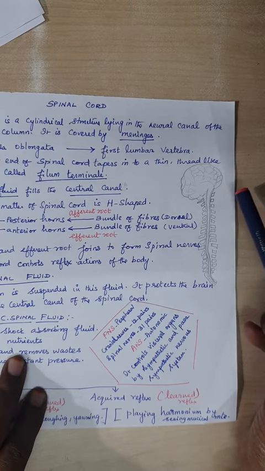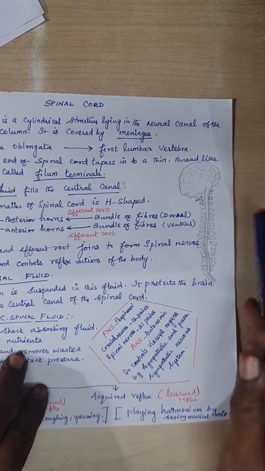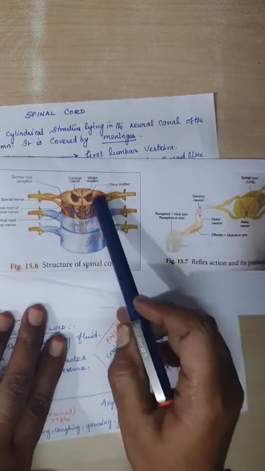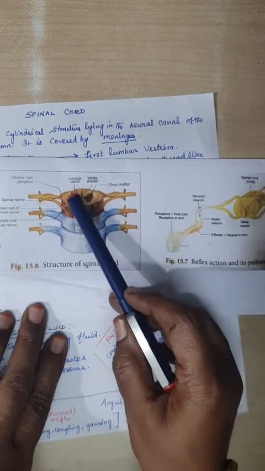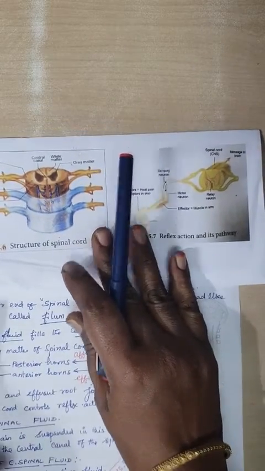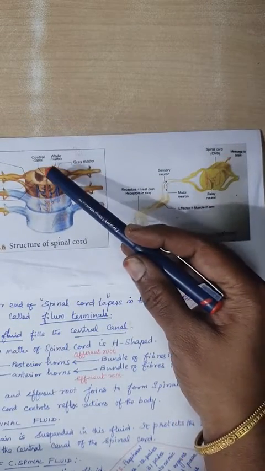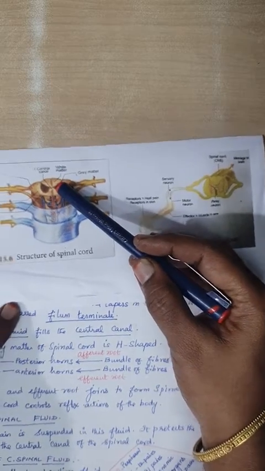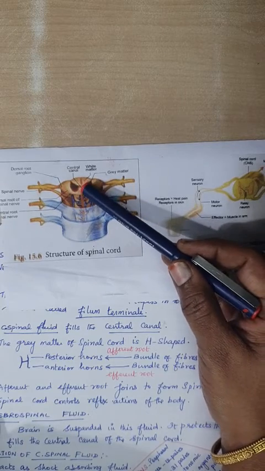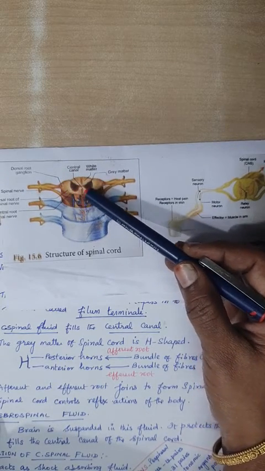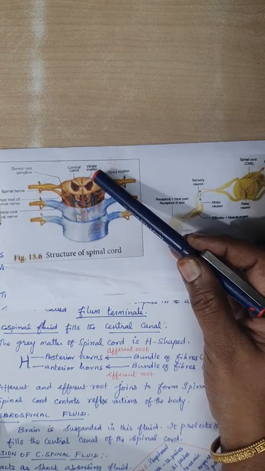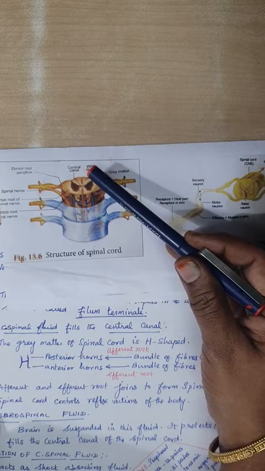Okay, the gray matter of the spinal cord is H-shaped. You can see this is the cross section of this spinal cord. You can see the H-shaped structure. The H-shaped structure is made up of gray matter. You can see the gray matter of the spinal cord is H-shaped and the outer portion is light colored. So you can easily understand the white matter is seen around the H-shaped structure.